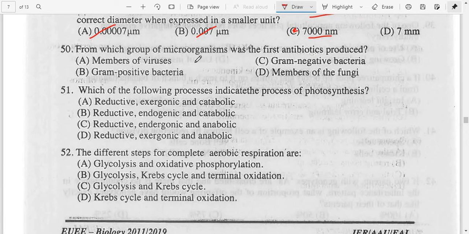From which group of microorganisms was the first antibiotic produced? It is fungus. No, these two are not. Gram negative, yeah, fungi. Penicillium, yeah, something like that.